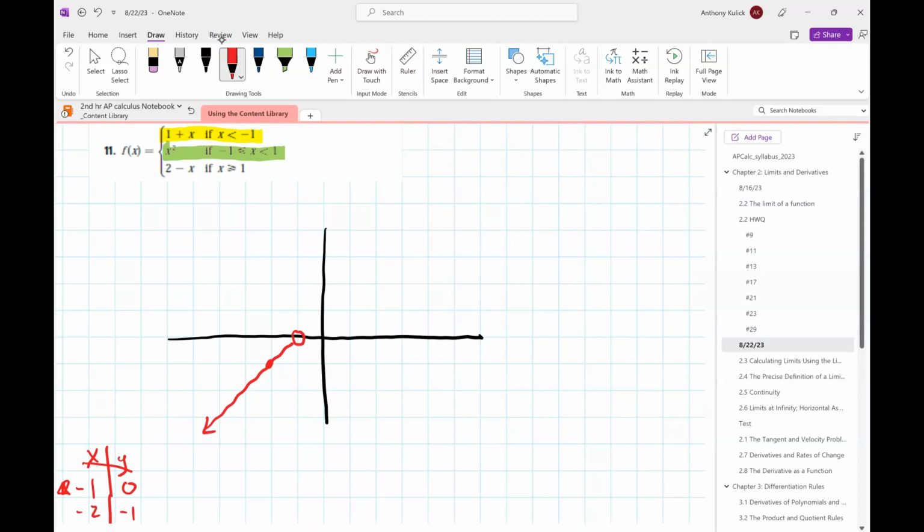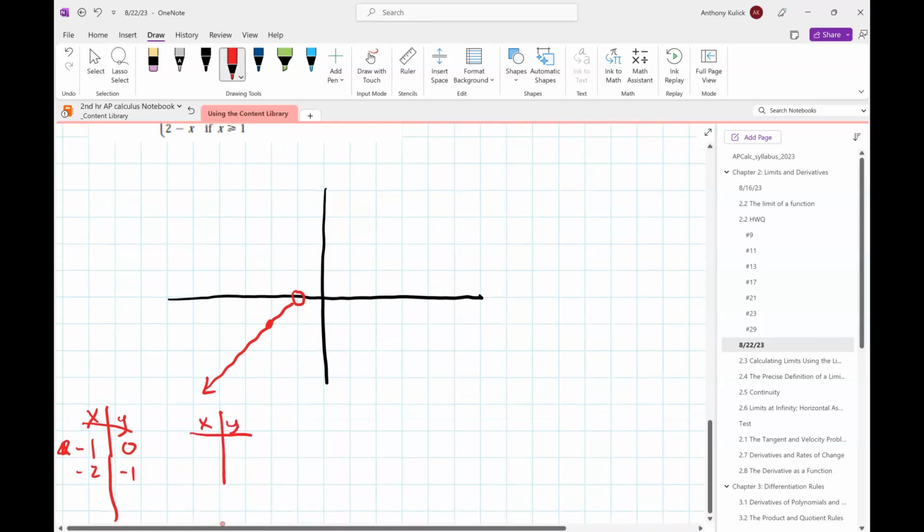Quadratic, right? To graph a quadratic, how many points do I need? I need at least 3. One of them has to be the vertex. If my function is y equals x squared, what's the vertex? 0, 0, right? Okay.